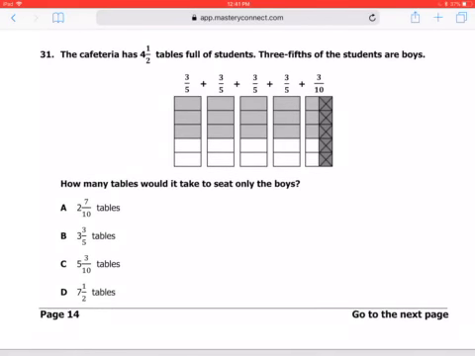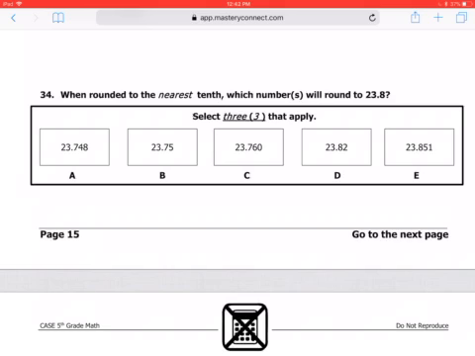33. Which equation can be used to find the quotient Q of 4,572 divided by 18? 34. When rounded to the nearest tenth, which number will round to 23 8/10? Remember, you're selecting the first correct answer.